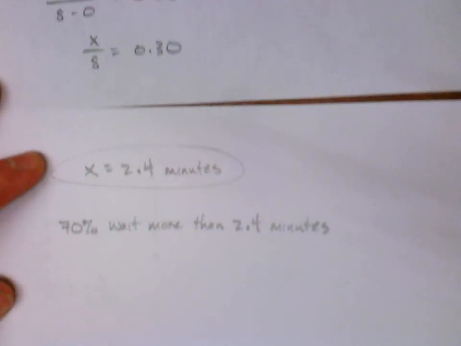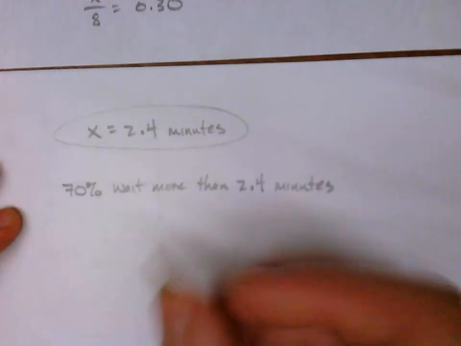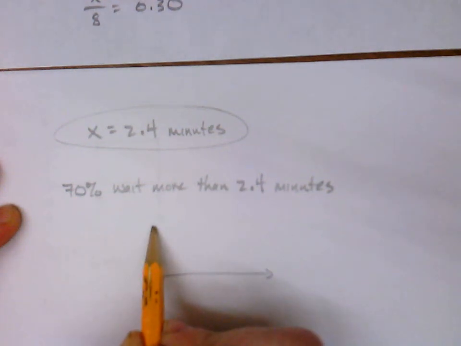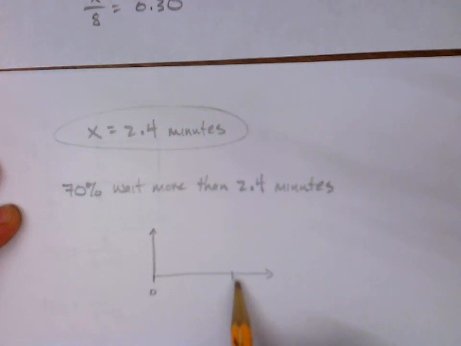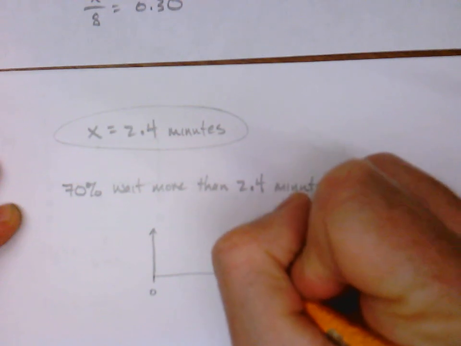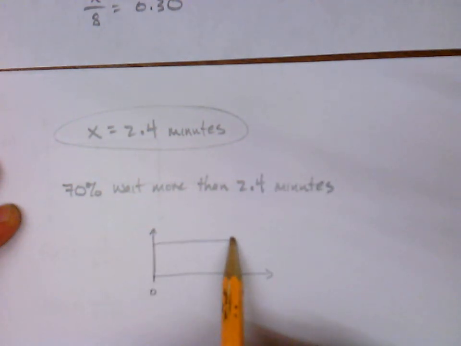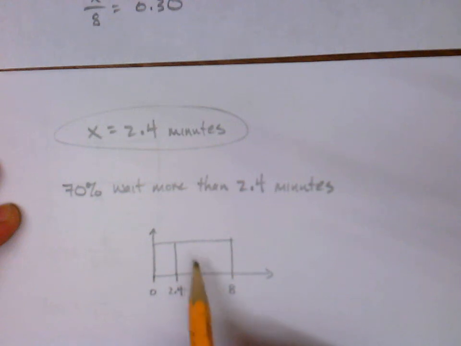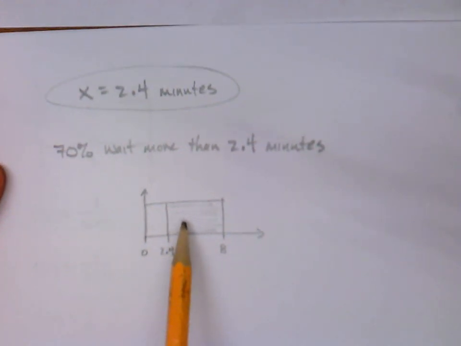Not a bad idea on a lot of these is even to give yourself a graph, make sense of it. If we were in class, I'd be doing this for every one of these questions, honestly. If there's our 0 to 8, 2.4 is about right there. Does it make sense that 70% of commuters are going to have to wait more than that? Yeah, that's 70% of the total area.